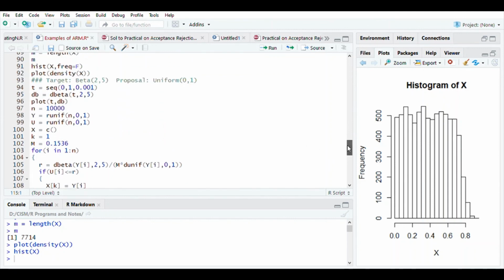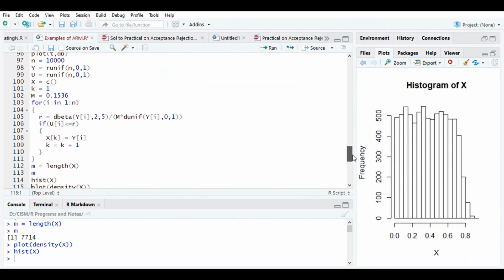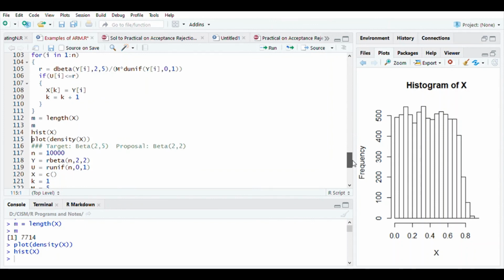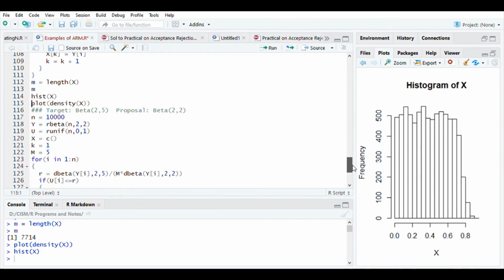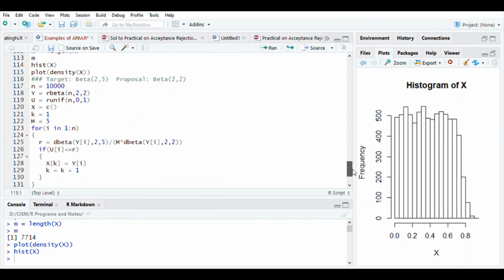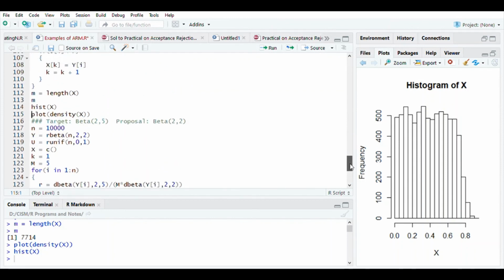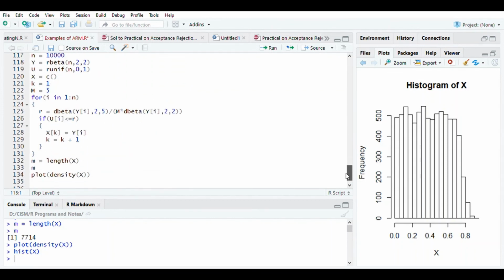So will you try to fix it? Will you try completing this code? Try to find M here. For beta(2,5), I have taken different proposals. Beta(2,2) also I have tried to take as a proposal. Check whether it works or not.